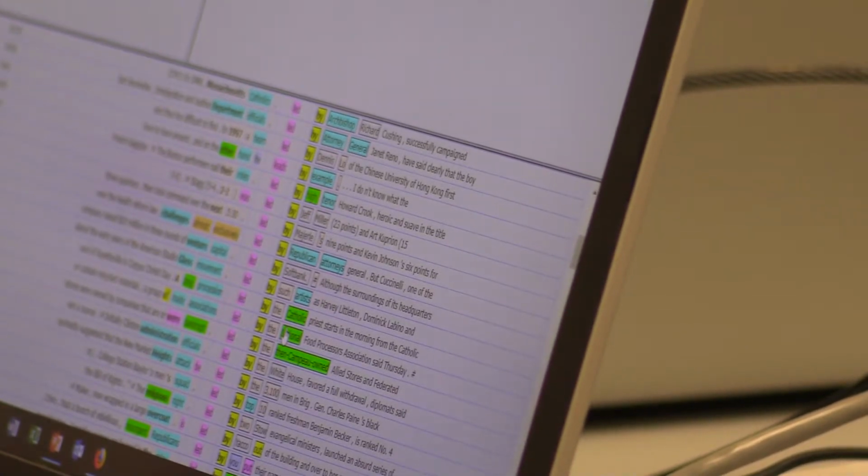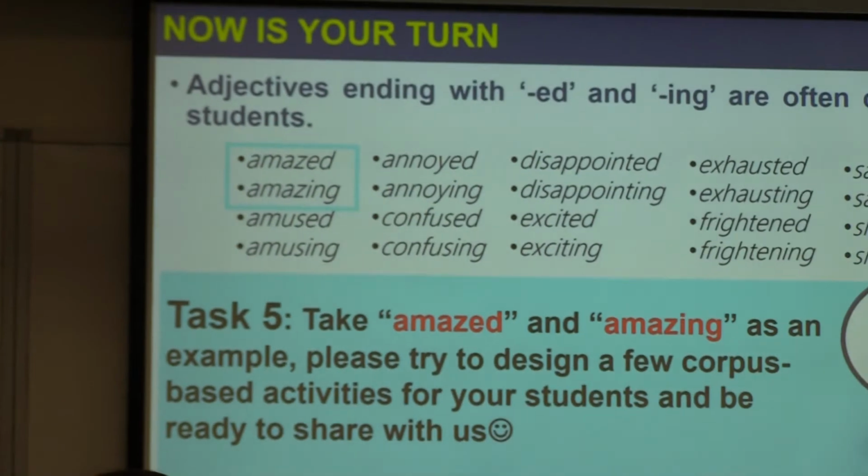Okay. Please summarize your findings, okay? Summarize what you plan to do, okay? I'll give you 2 minutes, and then you are ready to report, okay? Just describe what kind of activities you're going to design, okay? And using which corpus, okay?